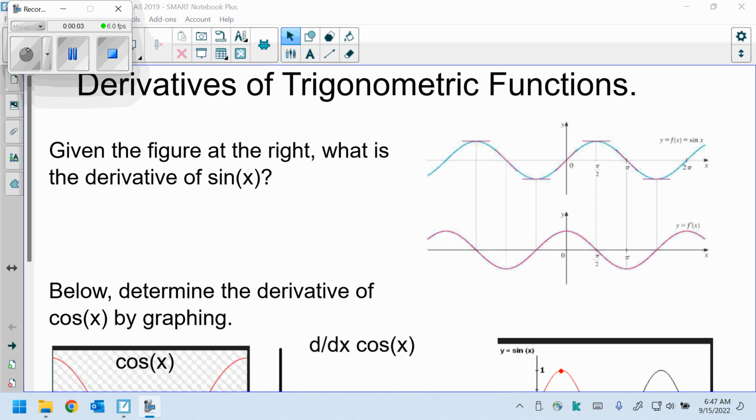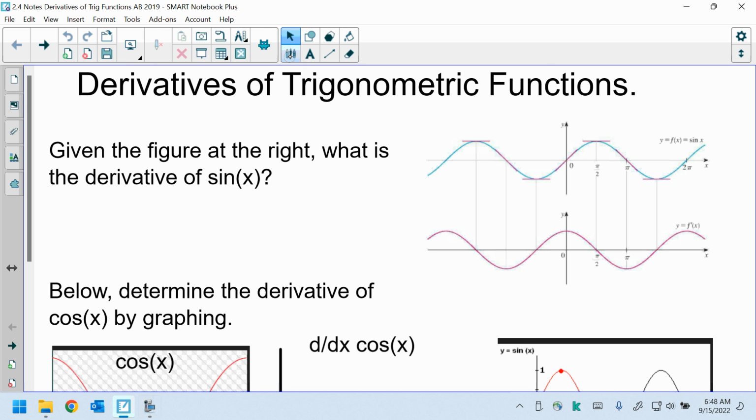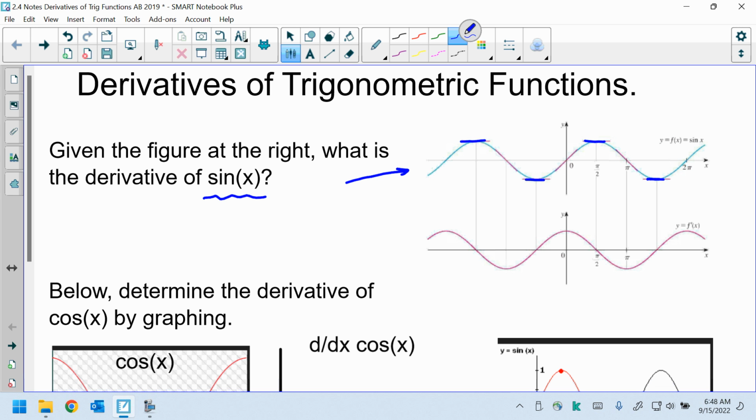Today we turn our attention to finding derivatives of trig functions. If we are given the figure over here at the right, which is the sine of x, then let's graph the derivative of that. To graph the derivative, I am going to find places where the slope is 0. The slope is 0 at these places, and I'm going to make sure that the derivative has a value of 0 at those places.